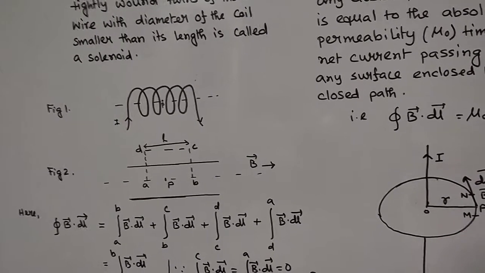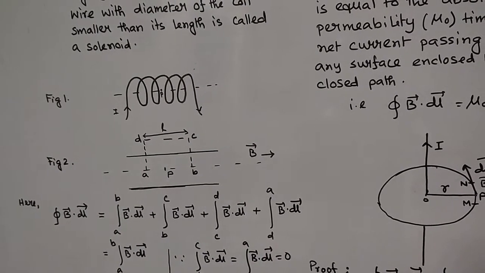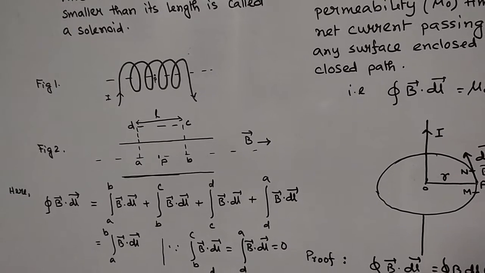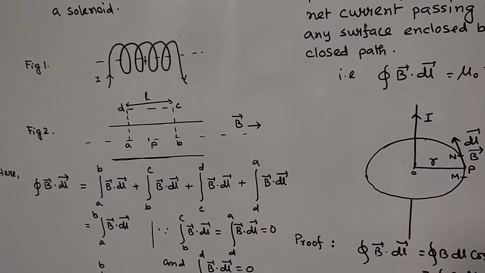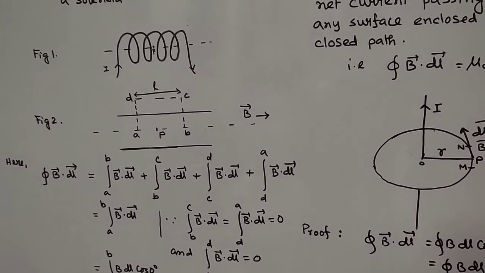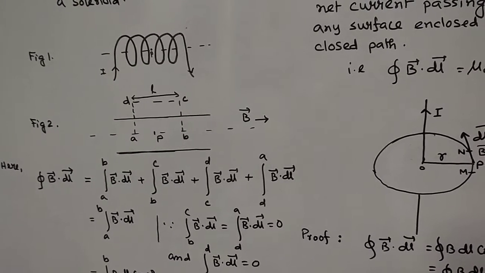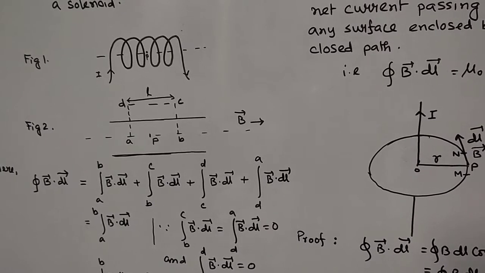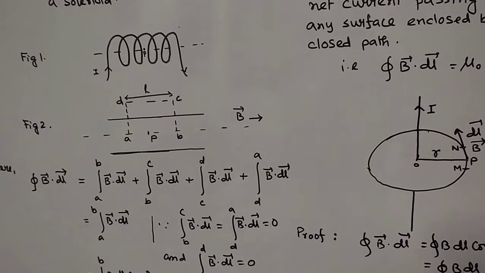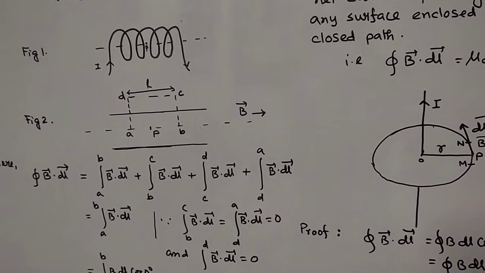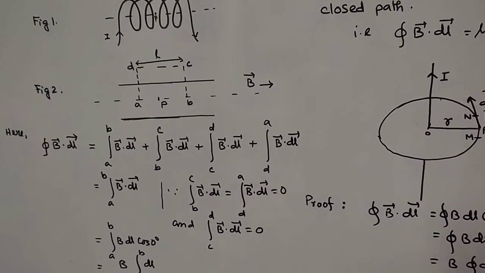Let me apply Ampere's circuital law for this closed loop ABCD, that small one, B vector dot dl vector. So you can split it into A to B, B vector dot dl vector, B to C, B vector dot dl vector, C to D, B vector dot dl vector, D to A, B vector dot dl vector. Now all these go off except A to B, because A to B is inside the solenoid, and B to C and D to A are perpendicular to the magnetic field, so they go off, and C to D, as it is outside the solenoid, you can neglect that term. You have only A to B, B vector dot dl vector.